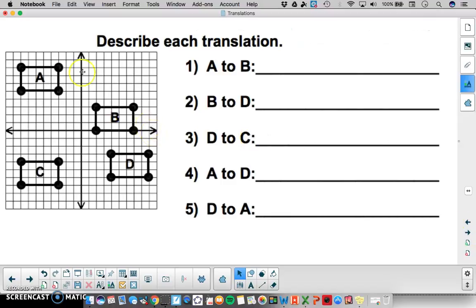For this, I want you to describe each translation. I want you to describe the translation from A to B, from B to D, D to C, A to D, and then D to A. Notice how 4 and 5 are related. So when you describe those translations, see if you get the same answer or a different response.